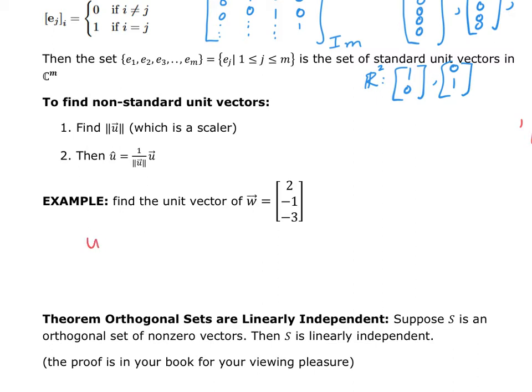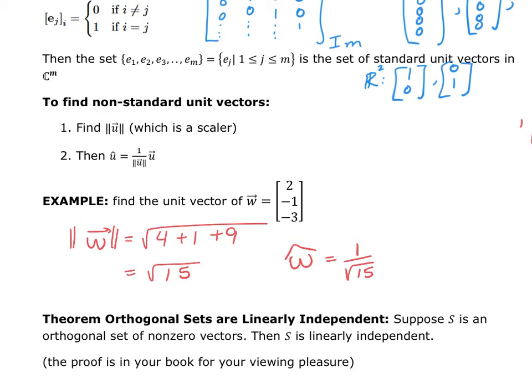So I'm going to do my modulus for W, which is going to be the square root of 4 plus 1 plus 9. So this is the square root of 15. My unit vector for W is 1 over the square root of 15 multiplied by each one of these entries. And this will give me a unit vector going in the same direction.